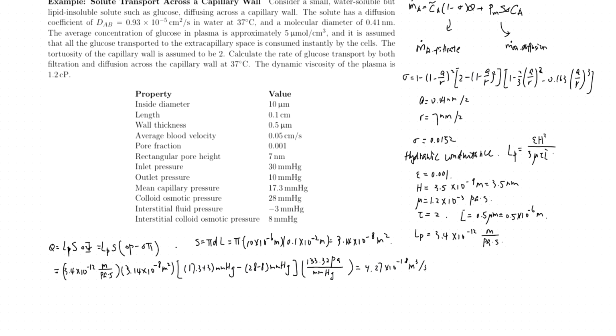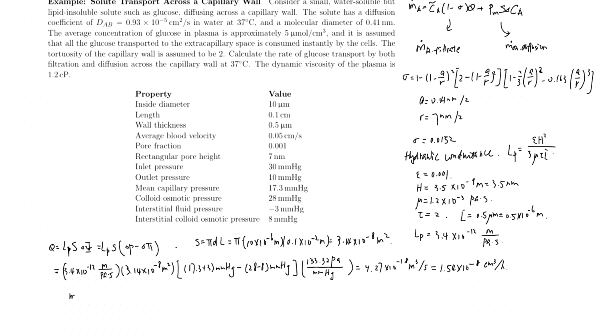It is 1.54 times 10 to the minus 8 centimeter cube per hour. All right, we got a Q. We also got sigma. So that means we are ready to calculate the filtration component of the transport. That's good.